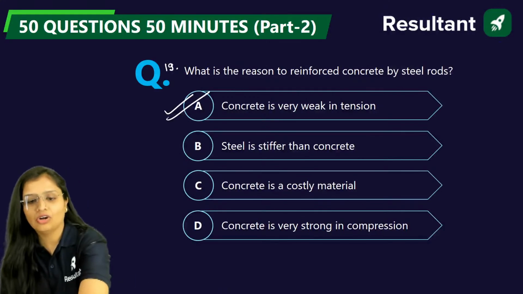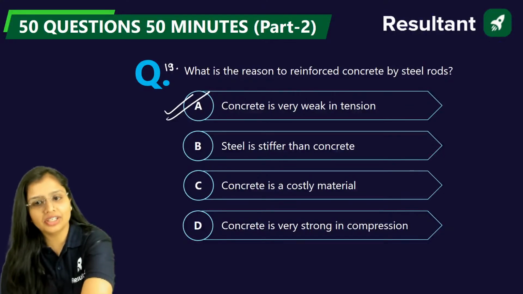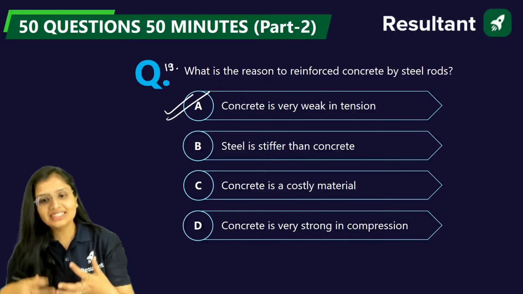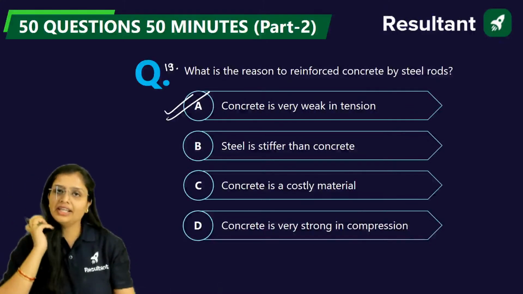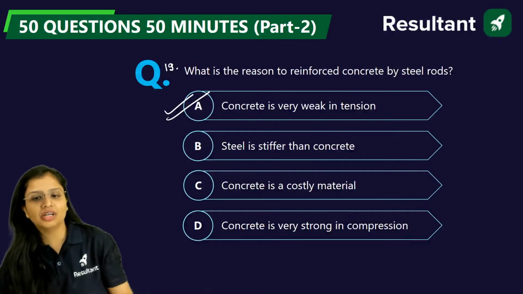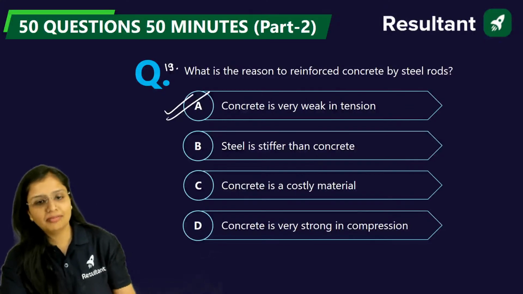Okay. Now, concrete is strong in compression. That is not the reason for using steel rods. Our weakness is why we need to use another material. Because concrete is a brittle material. It is weak in tension, and that's why we are going for what? Reinforced concrete by steel rods.